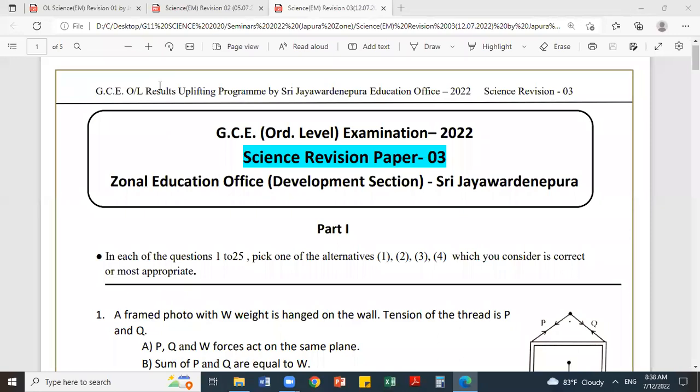Good morning, everyone. Today, the third lesson, we are doing revision number 3. You can see the screen, and in the last 2 weeks we did revision number 1 and 2. There are a few questions left in those papers also.